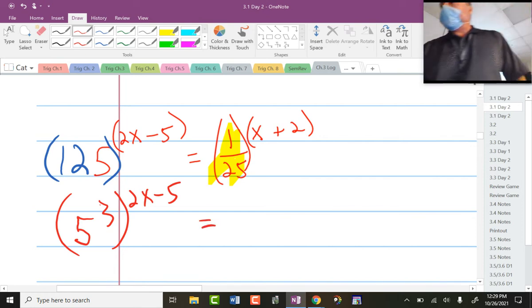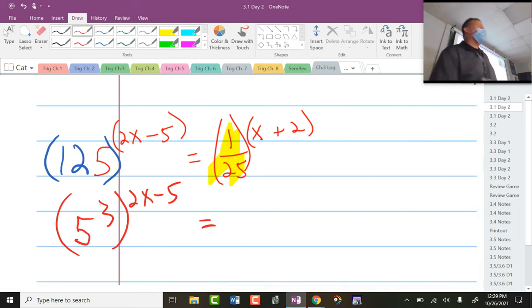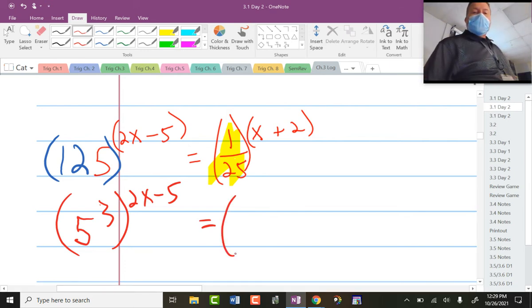Let's try to get someone different. Is that Gabby in the back? What is 1 over 25? Okay, then that's what I got to put in the parentheses. Very well done. 5 to the -2 raised to the x plus 2.